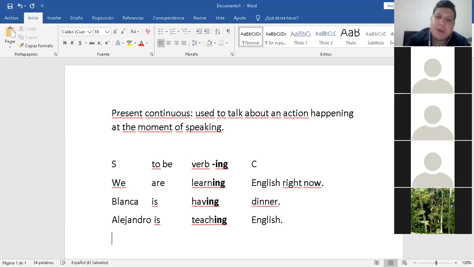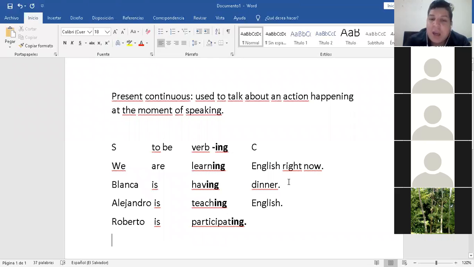Now, how do you say Roberto está participando? Roberto is participating. Participate es el verbo. Participating. Correct. Díganlo sin miedo, guys. Aunque no esté bien, díganlo sin miedo, que por eso estamos acá.